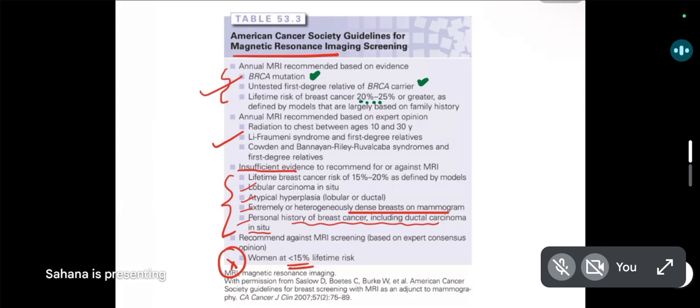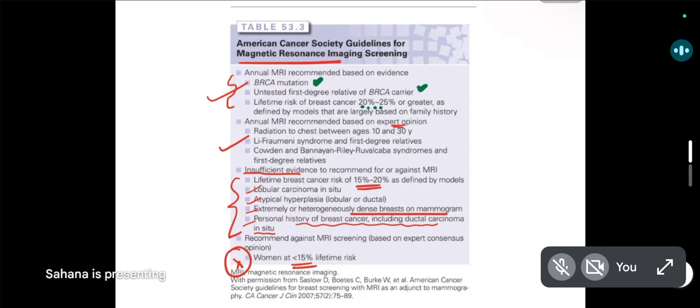So a BRCA mutation individual or their family member who is not tested for a BRCA mutation, and those who have a lifetime risk of 20 to 25%, come under the category of recommendation for annual MRI. You can base your recommendation on expert opinion for those who have received radiation between the age of 10 to 30 years, Li-Fraumeni syndrome or relatives of Li-Fraumeni, and Cowden or Bannayan-Riley-Ruvalcaba syndrome or their relatives. Insufficient evidence exists if they have history of LCIS, atypical hyperplasia, extremely dense breast, personal history of cancer, or lifetime risk of 15 to 20%. There is insufficient evidence to recommend MRI for them. Those who have less than 15% lifetime risk, you don't recommend MRI at all.